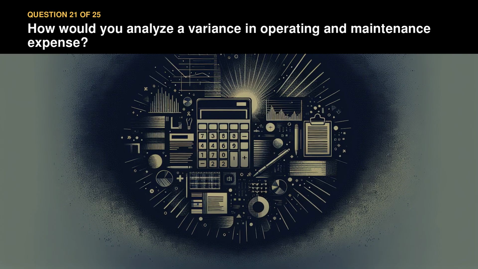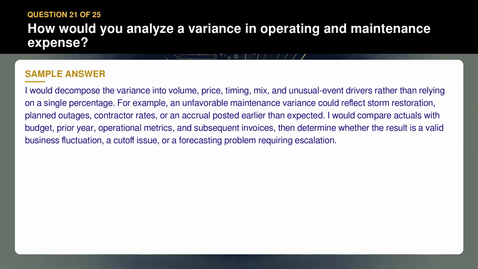Question 21. How would you analyze a variance in operating and maintenance expense? I would decompose the variance into volume, price, timing, mix, and unusual event drivers rather than relying on a single percentage. For example, an unfavorable maintenance variance could reflect storm restoration, planned outages, contractor rates, or an accrual posted earlier than expected. I would compare actuals with budget, prior year, operational metrics, and subsequent invoices, then determine whether the result is a valid business fluctuation, a cutoff issue, or a forecasting problem requiring escalation.